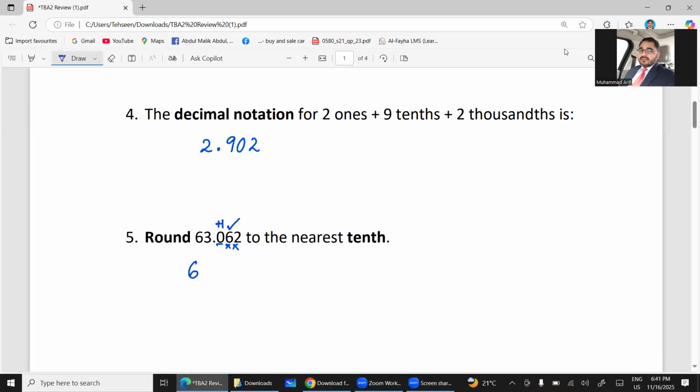Now here the answer will be 63.0 plus 1 is 1. In the nearest tenth, this number is 63.1.